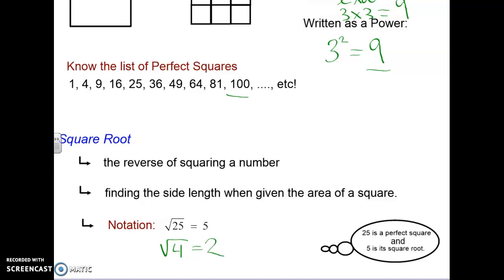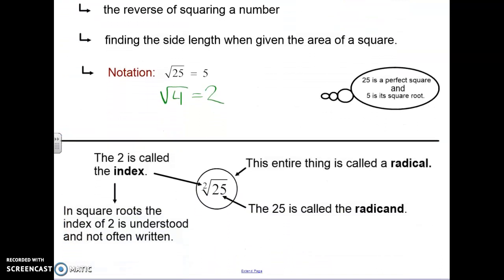All right, now I'm just going to talk a little bit about notation. If you look at this notation right here, there's a little number next to the root symbol. We're going to call that the index. Then there's a number inside the root symbol that's going to be called the radicand. And then, of course, the entire thing is going to be called a radical. Okay, so it is important to know these terms as they will be used going forward in the unit.